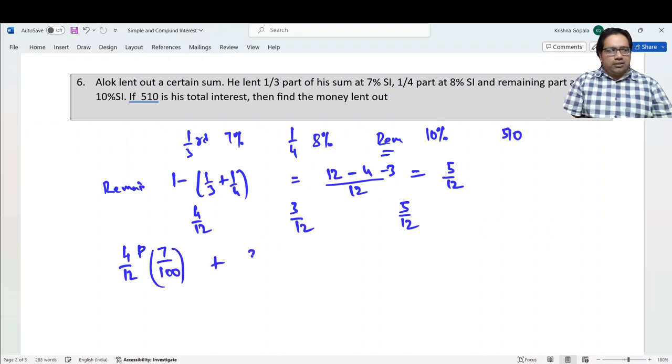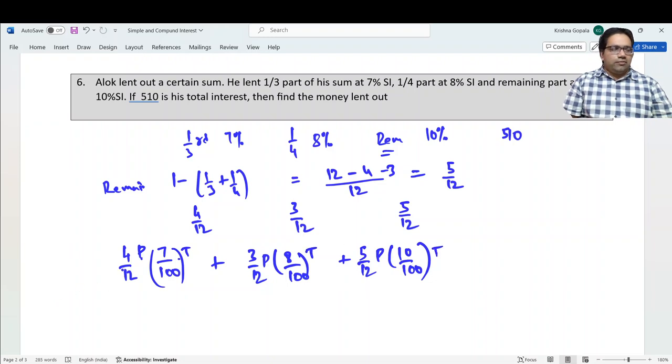Plus, again, 3 by 12 into P into 8 by 100. Plus 5 by 12 into P into 10 by 100. Right? 4 by 12 into P is the amount and this is the interest rate. Time we don't know. We can assume time, we can directly put as T also.